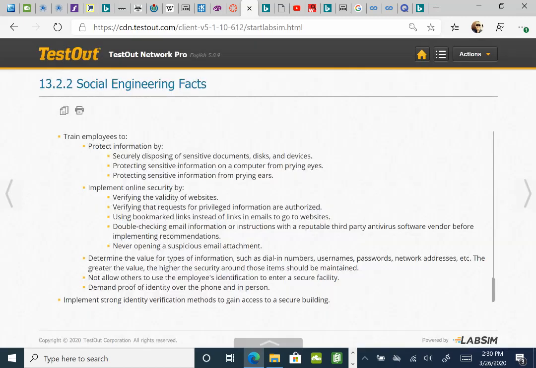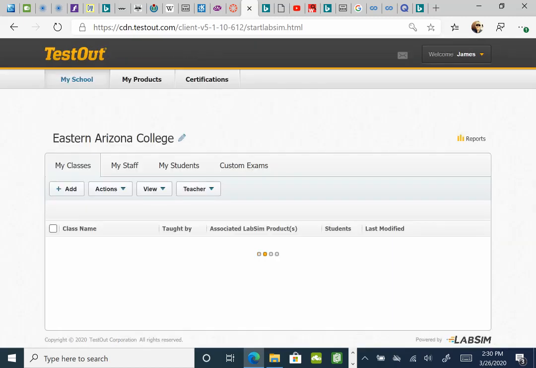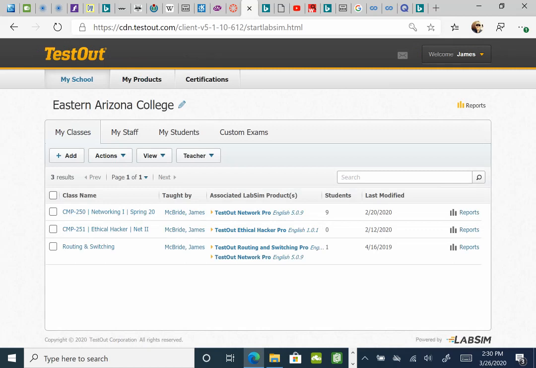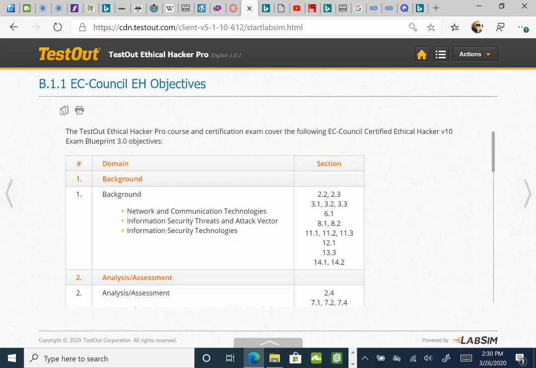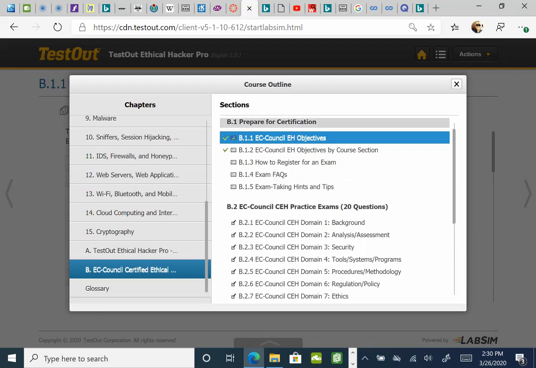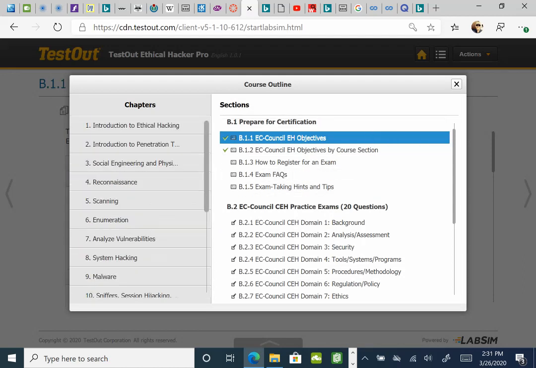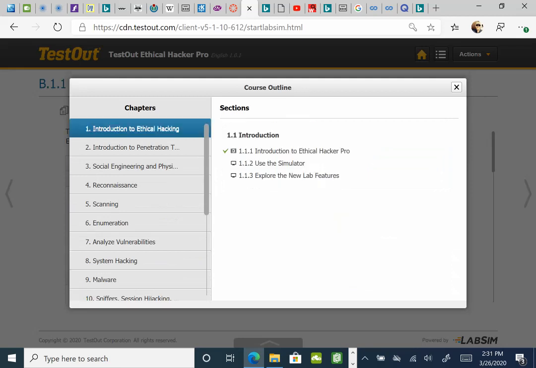Okay, let's take a look at the next class. Now I have some good news for you. The next class, which is going to be about Ethical Hacker Pro, is going to be easier. It really is, and I'll explain why. First things first though, you will have to buy new material, and we'll deal with that once we get to class.